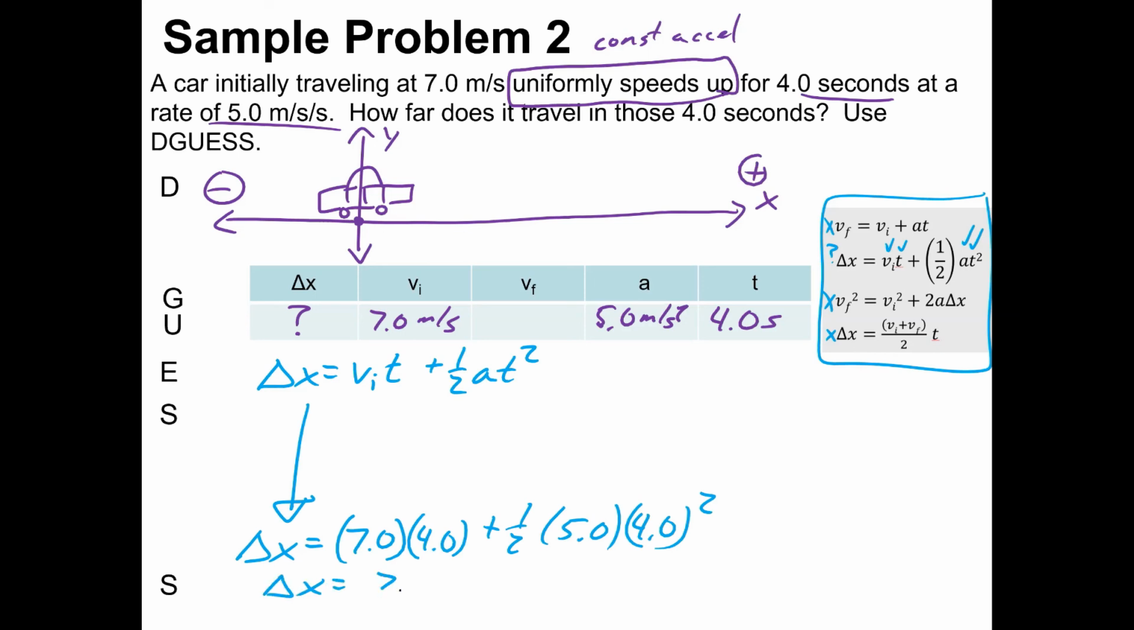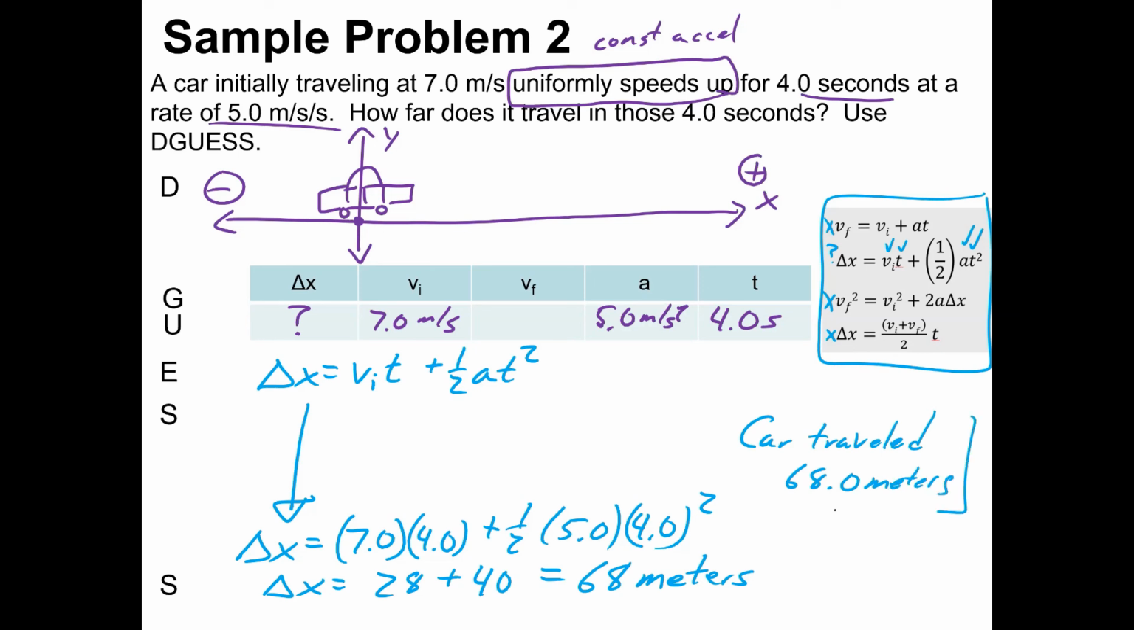And so I get 28 in this term. This is 16 divided by 2 is 8, and this is 40 if I'm doing this correctly. So 68 meters. So we could say the car traveled 68.0 meters. It's always good to phrase your answer in the form of a sentence.